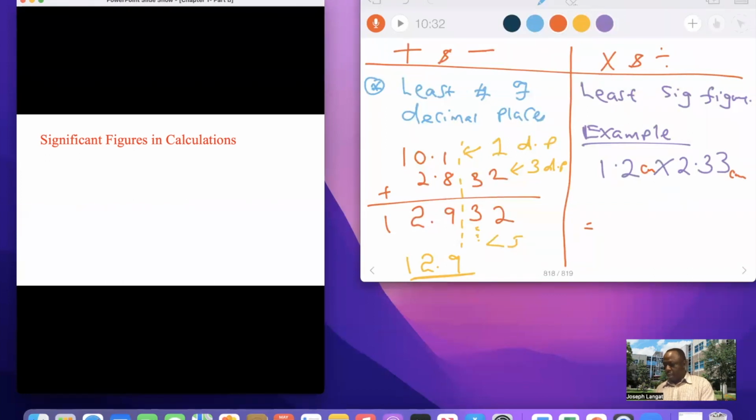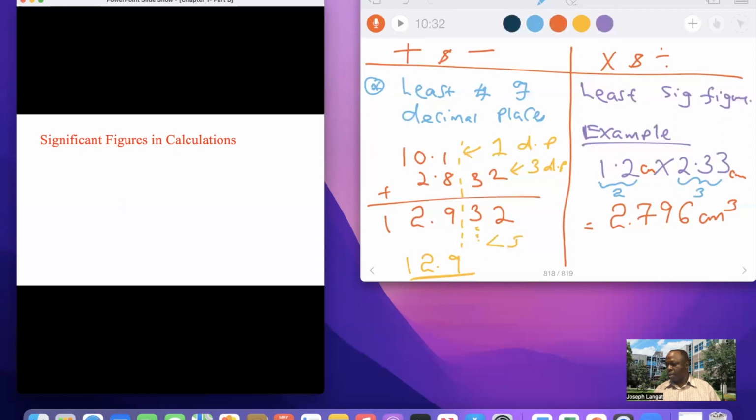With my calculator, 1.2 times 2.33, you see it is 2.796 centimeters square. It's more than what we need in the world of significant figures. We need to round off to the correct number of significant figures. And since this is multiplication and division, this has 2, this has 3.